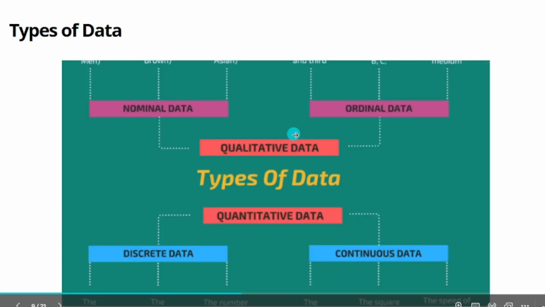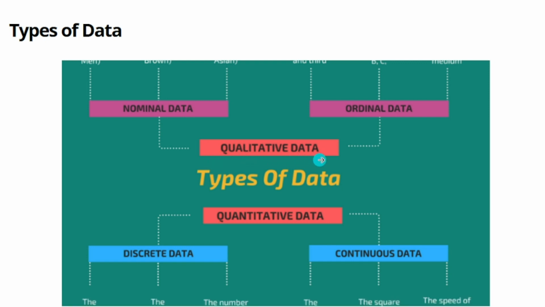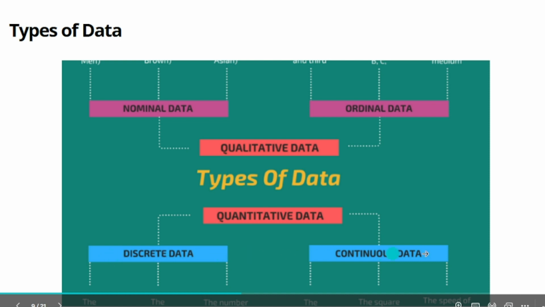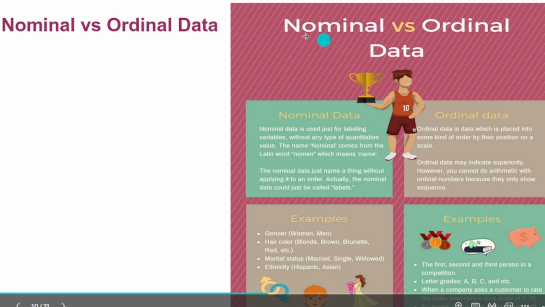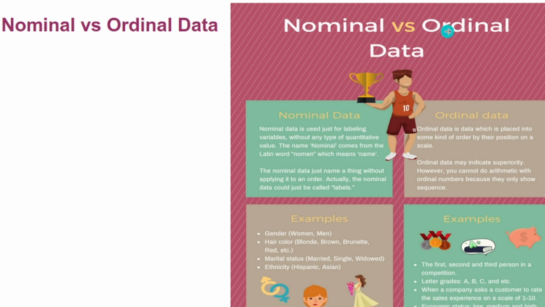Now let us look into the other subcategories of qualitative and quantitative data. Qualitative data can be divided into two types, nominal data and ordinal data, whereas quantitative data, which is numerical in nature, can be divided into discrete data and continuous data. Now we shall look into them in detail. The first one is nominal versus ordinal, which are the two categories of qualitative data.